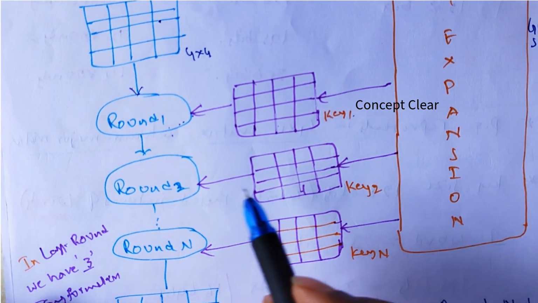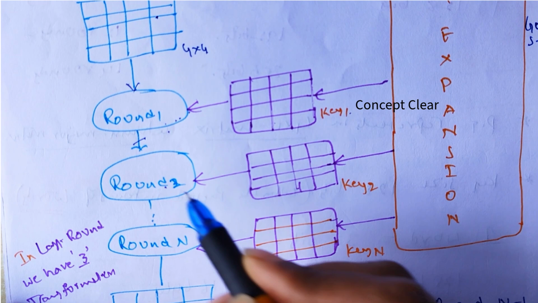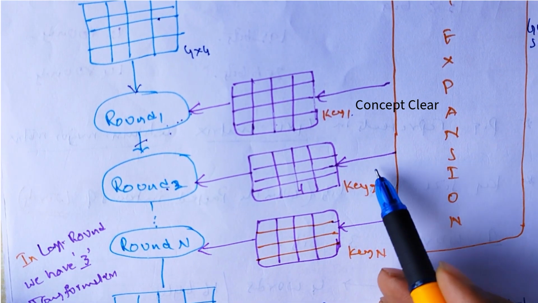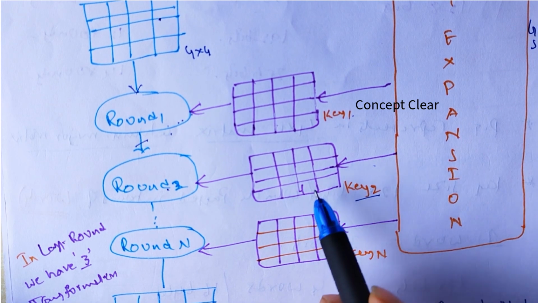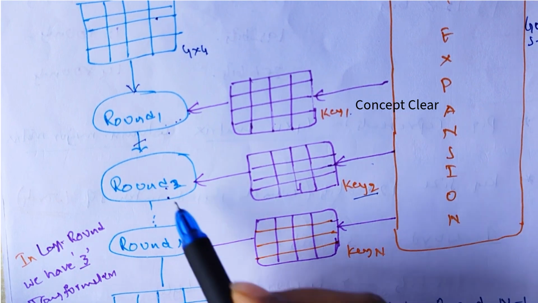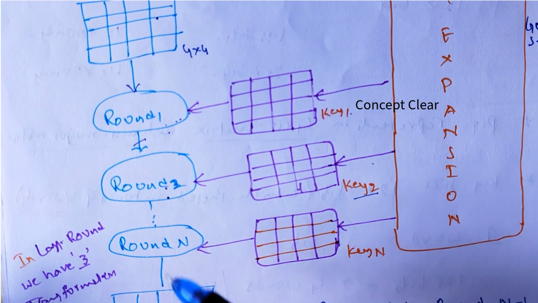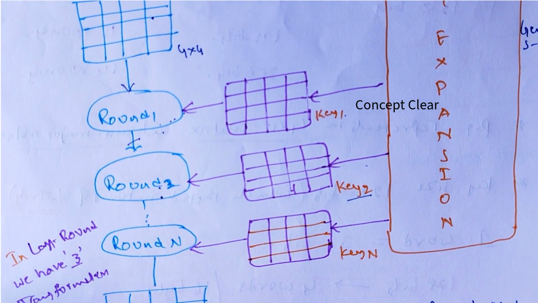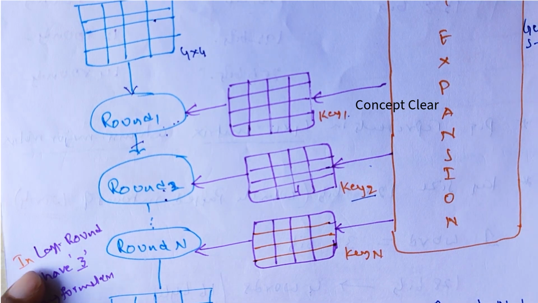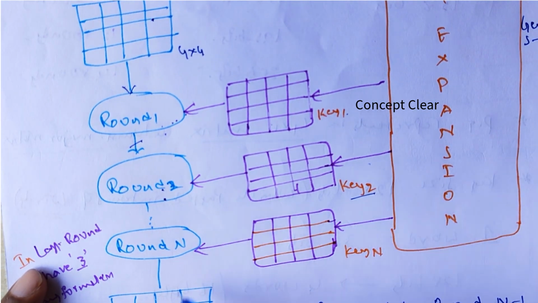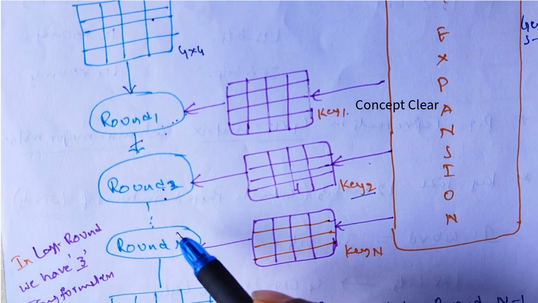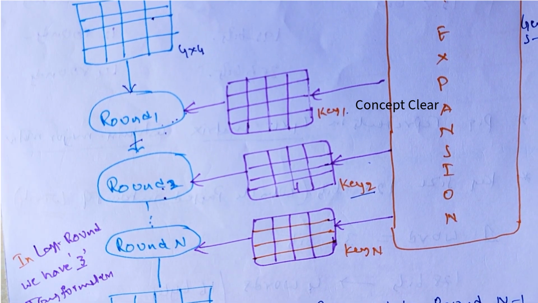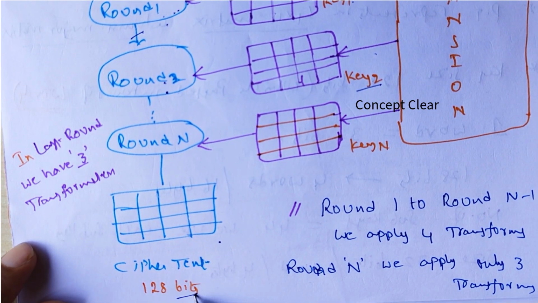After round 1 operation, the result will go to the round 2 operation. Again the key expansion will generate the second key, key 2. With the help of key 2, we will perform the round 2 operation, and so on. Based on the key size, several rounds of operation will be performed. At the end of the last round, we will get cipher text.